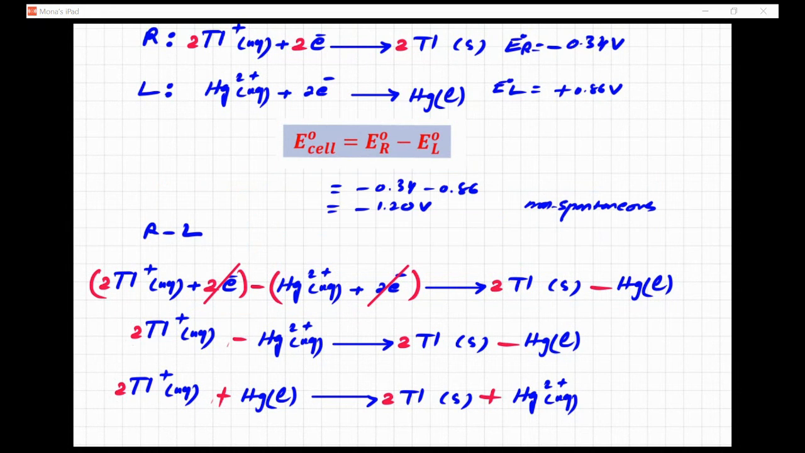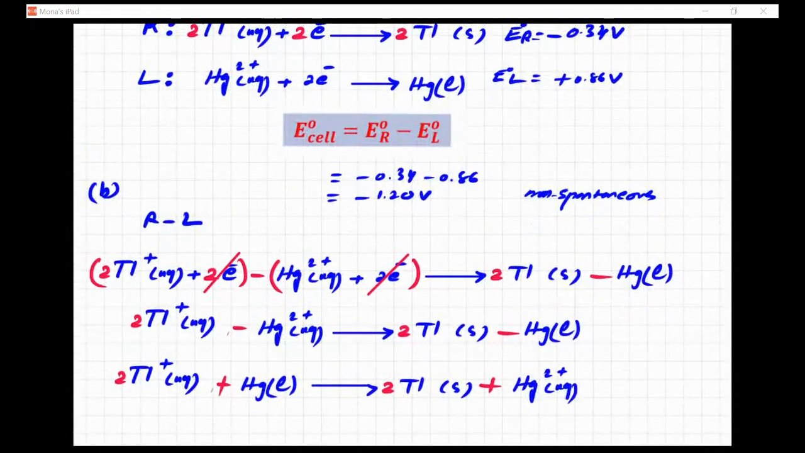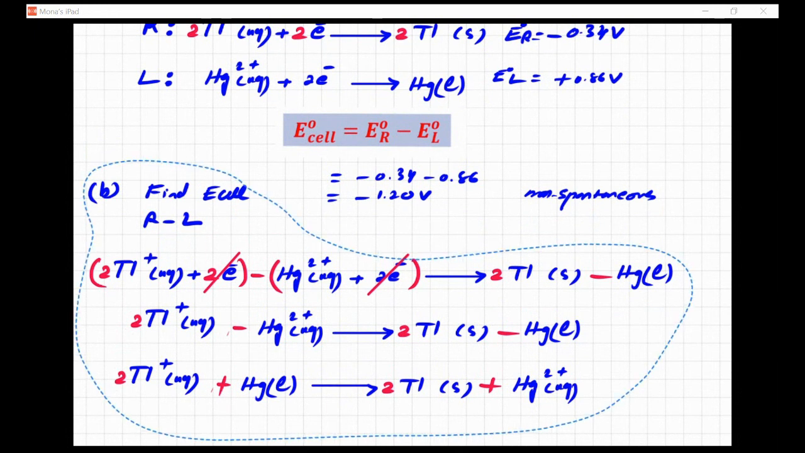Okay, now part B. What do I have to do so as to do part B? Part B, I need to calculate E cell. So as to calculate E cell, I need to find E cell. I need, of course, to have the overall reaction. Why do we need the overall reaction? Because I will need to write the quotient. Okay, it is important.